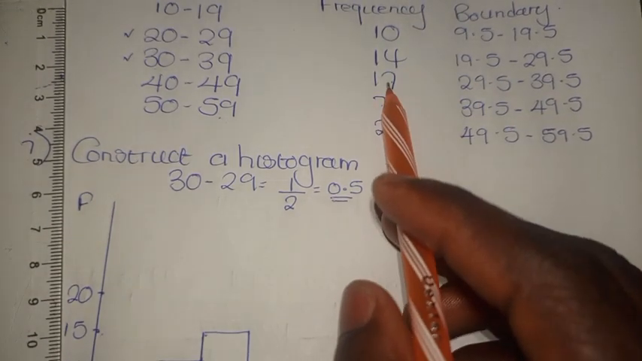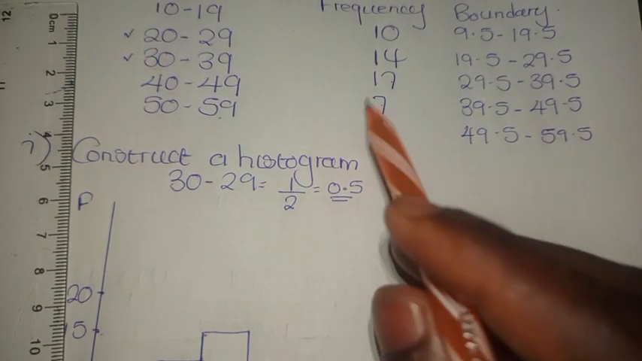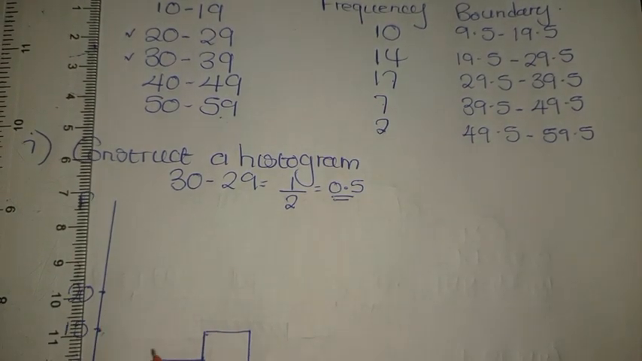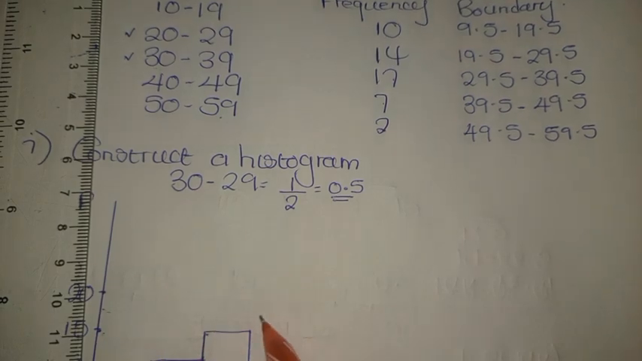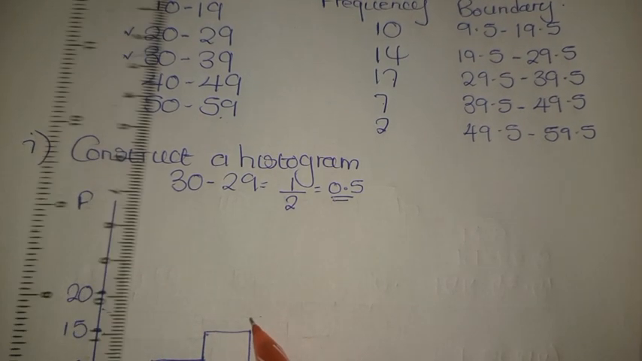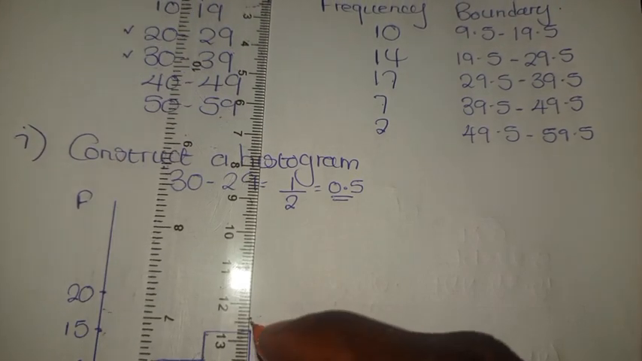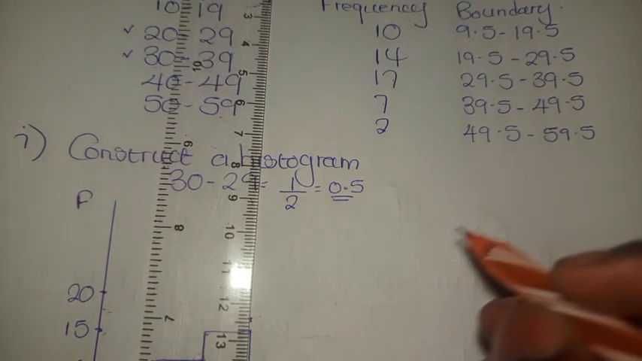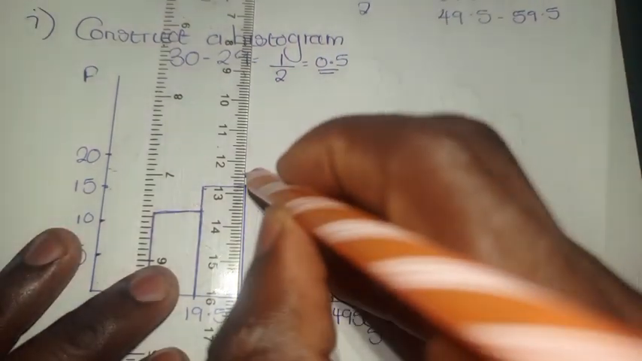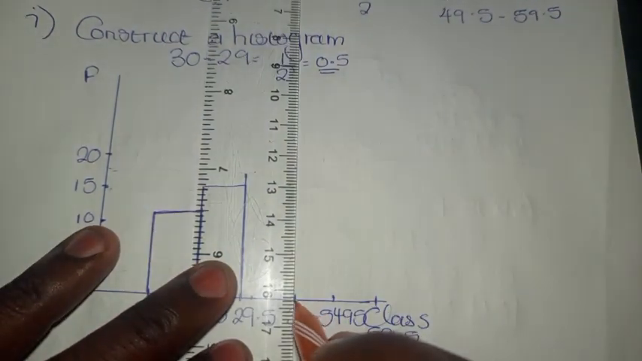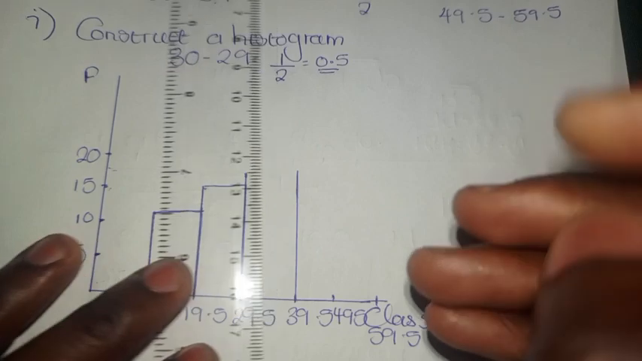Then we have the third one, which is 17. We can assume 17 is somewhere there. Remember, this is not drawn to scale. So we have 17 somewhere there, starting from 29.5 all the way to 39.5.